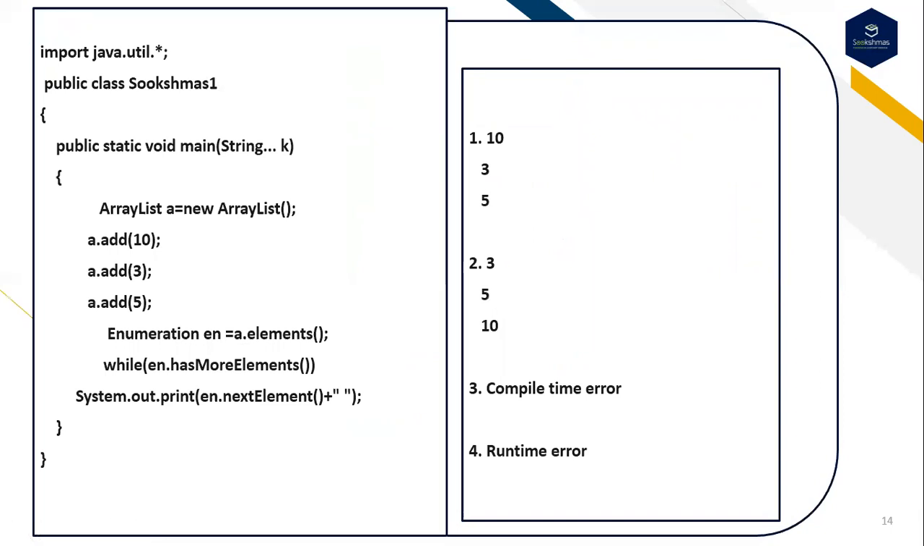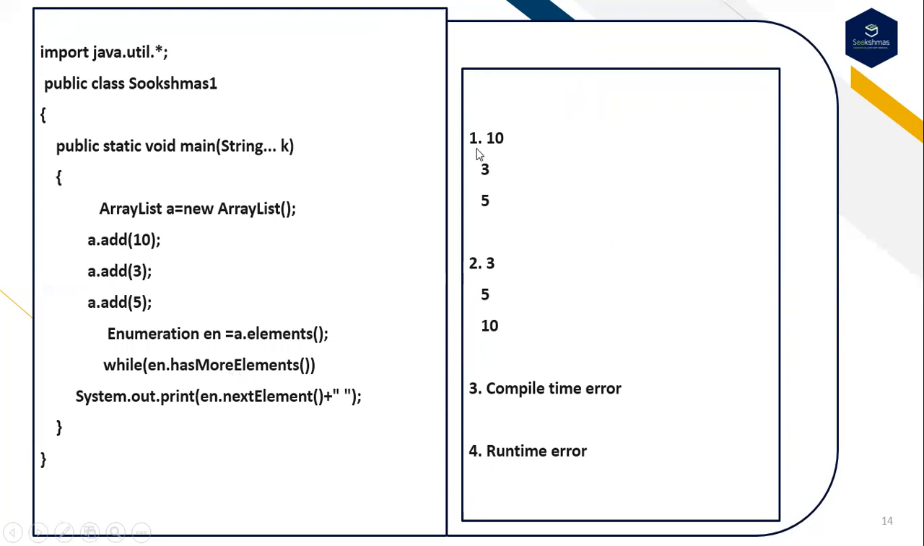Public class Sukshmas1, and execution of the program begins from the main method. Here I have created an object for the ArrayList. With the help of a predefined method, I'm trying to add 10, 3, as well as 5. And here I'm trying to create the reference for the Enumeration. Enumeration is nothing but an interface, and how do we get the reference of the Enumeration? With the help of the elements method. Here I'm using the ArrayList reference dot elements. After that, the Enumeration interface has some predefined methods: hasMoreElements of Boolean type and nextElement.